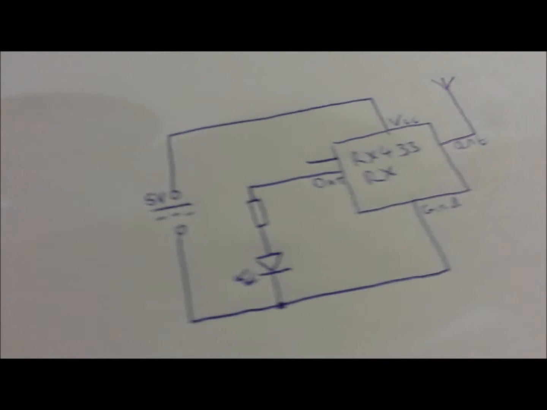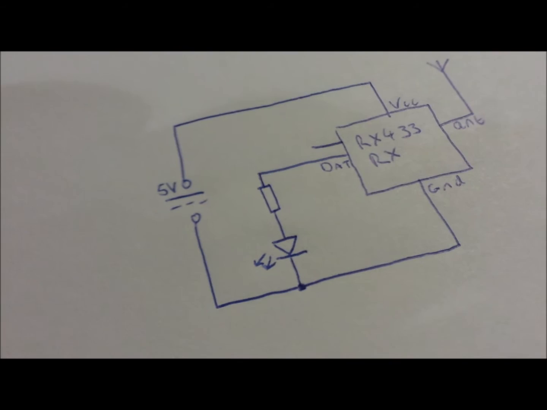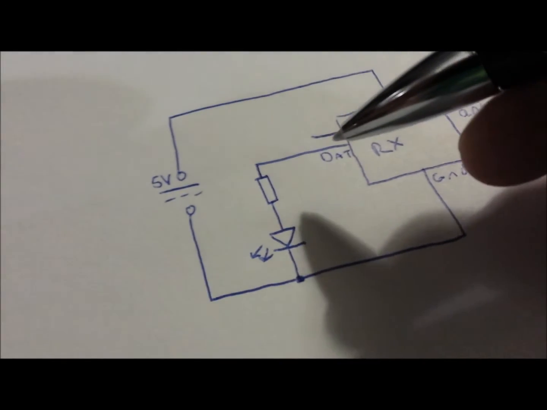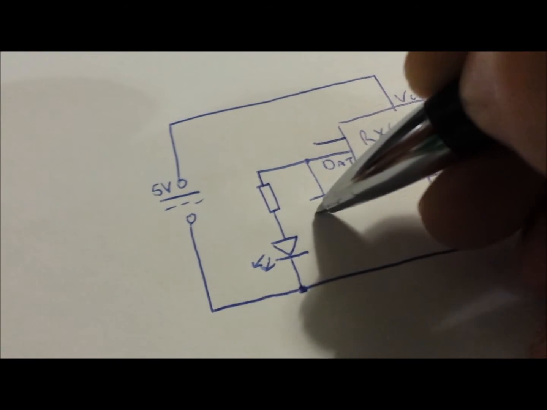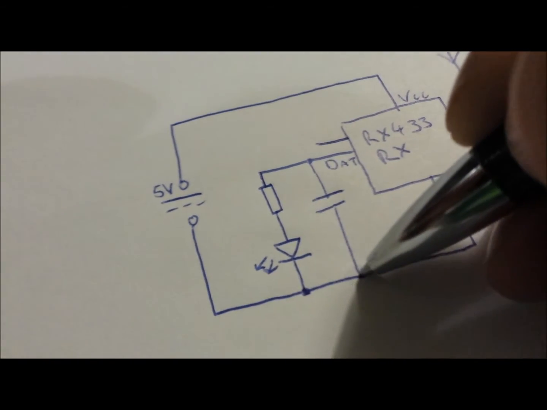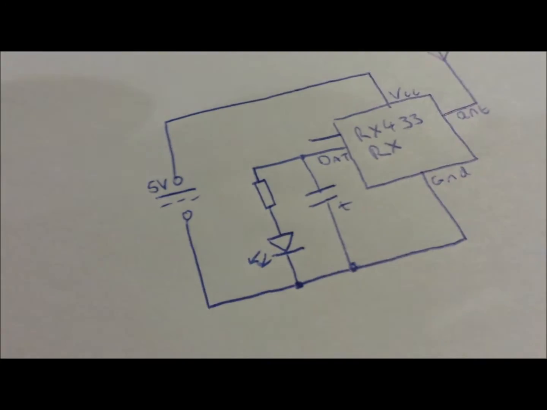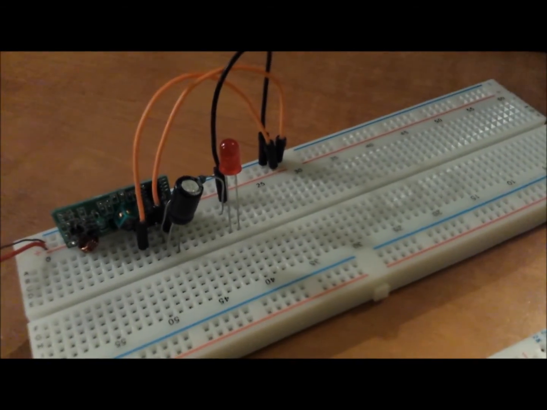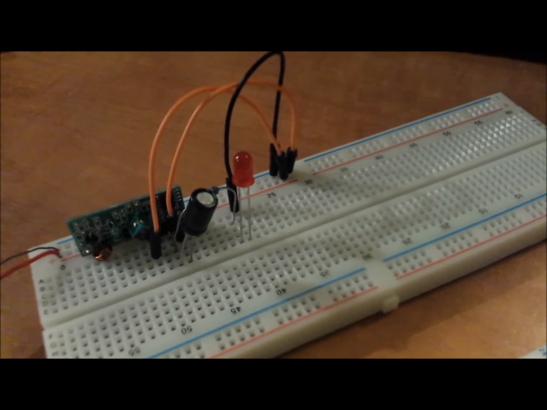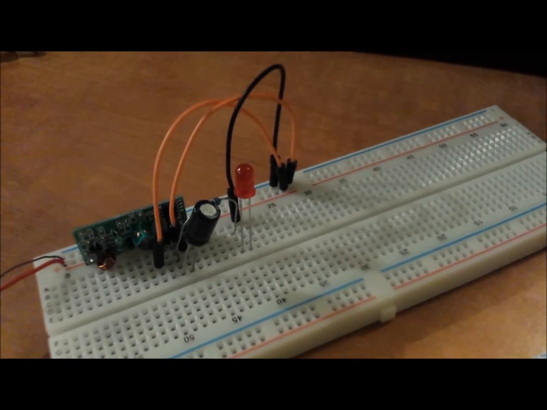Again, pretty simple. To get rid of the noise, all I'm going to do is stick in just one component, that being a capacitor, an electrolytic capacitor. Okay, the receiver has its capacitor. It's 220 microfarads, and as you can see, the LED is not coming on.